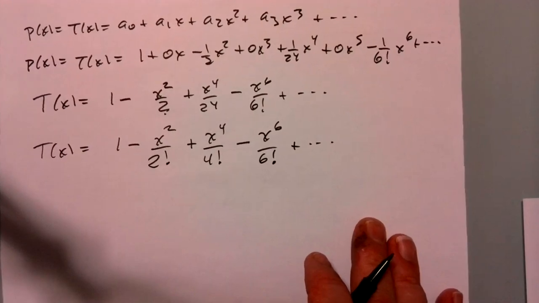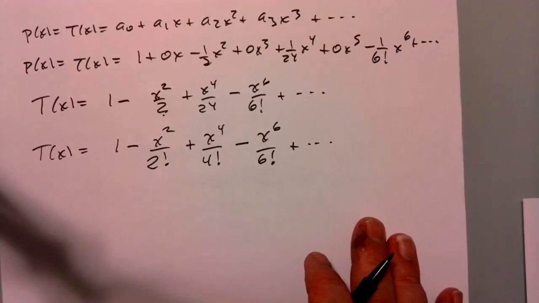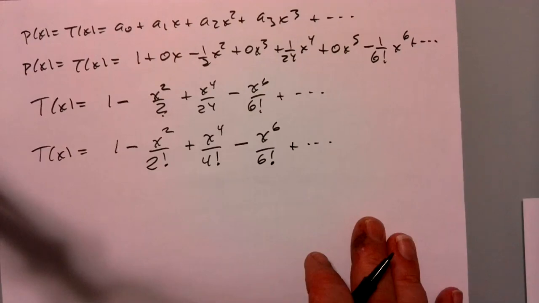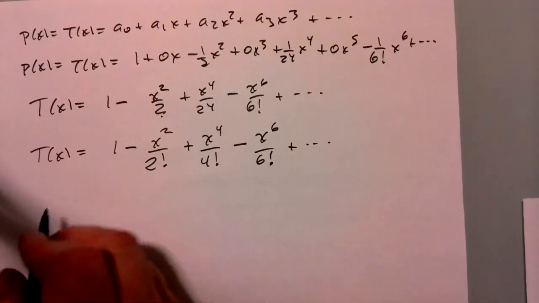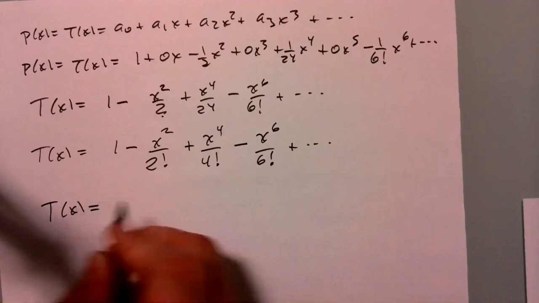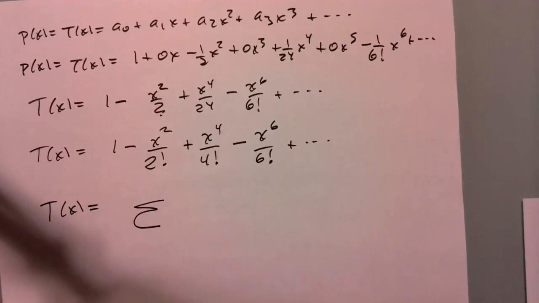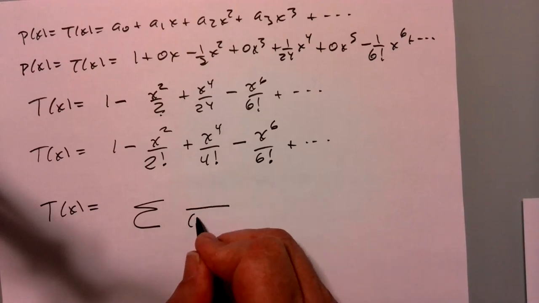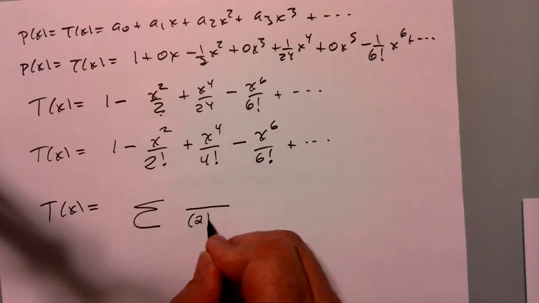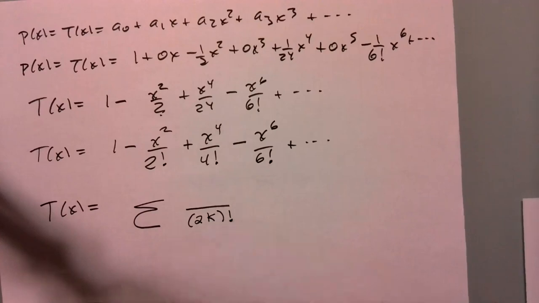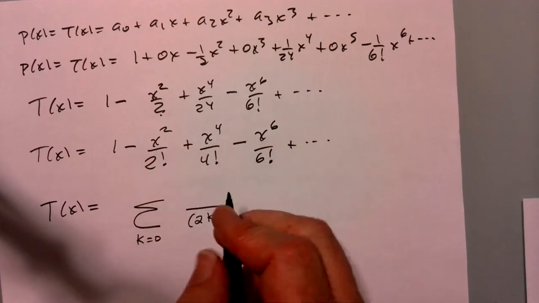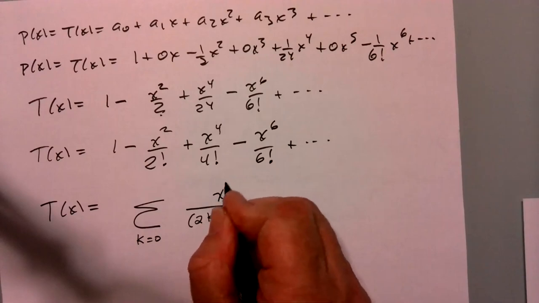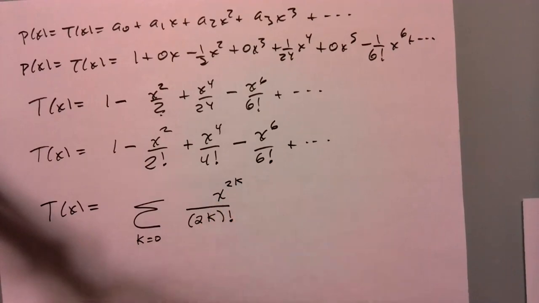Okay, so I want to express this in sigma notation. Remember, this was an approximation for cosine x. So the Taylor series for cosine x is going to be the sum of what? Even numbers. So that's going to be 2k factorial downstairs, starting when k equals 0. Remember, 0 factorial is 1. Even numbers upstairs, so again, x to the 2k.